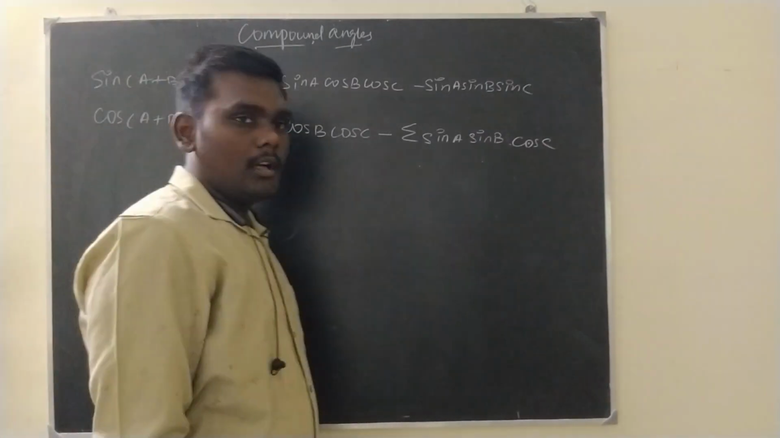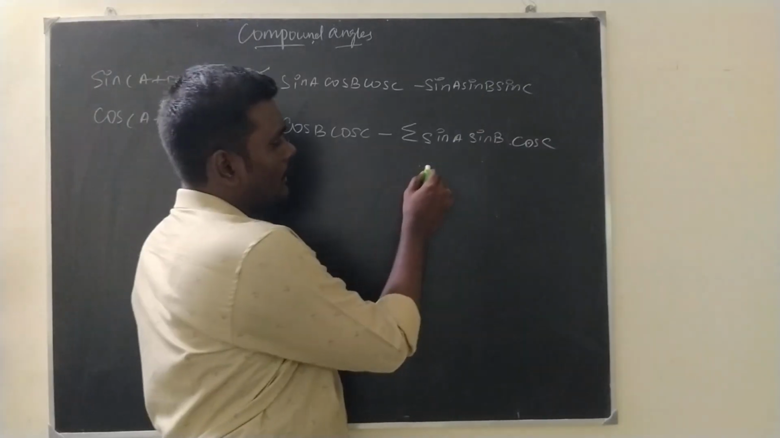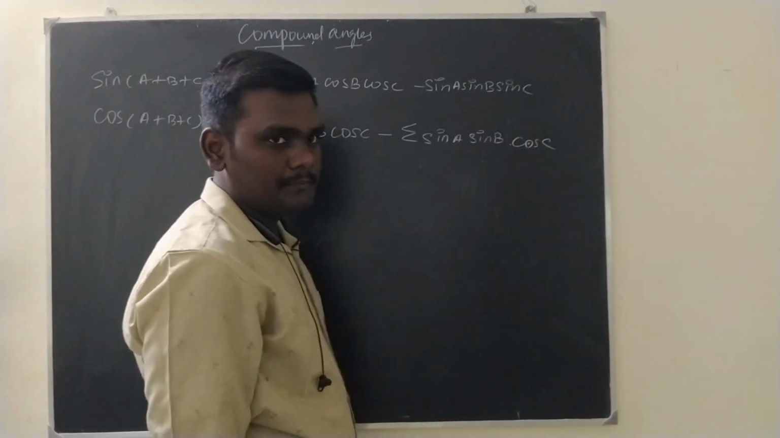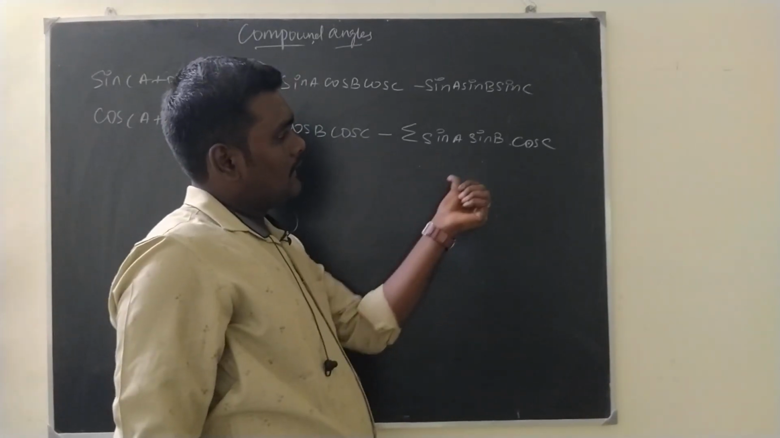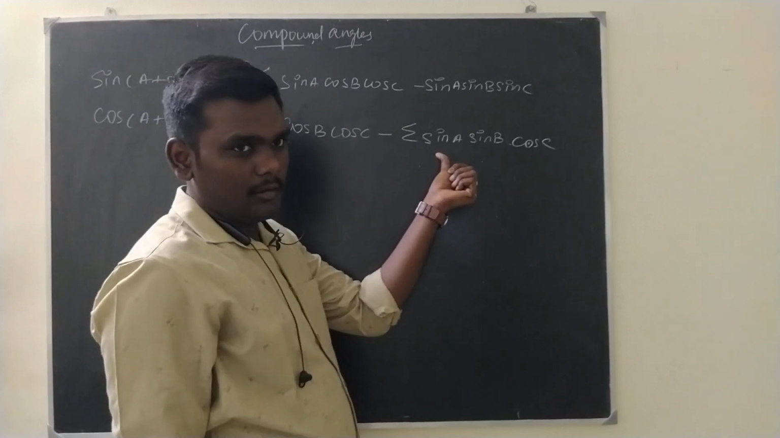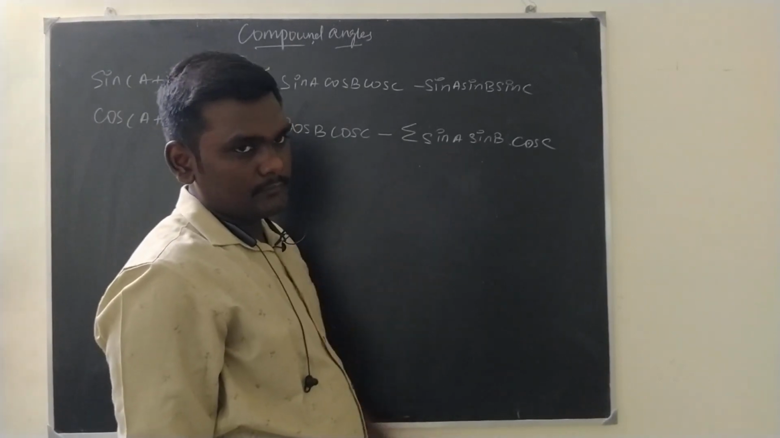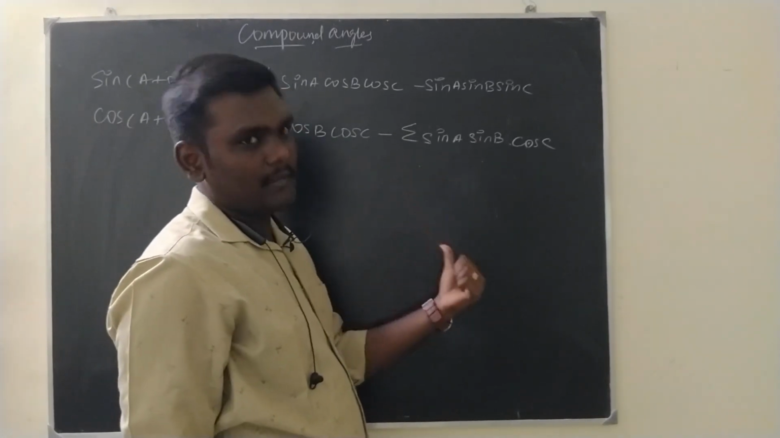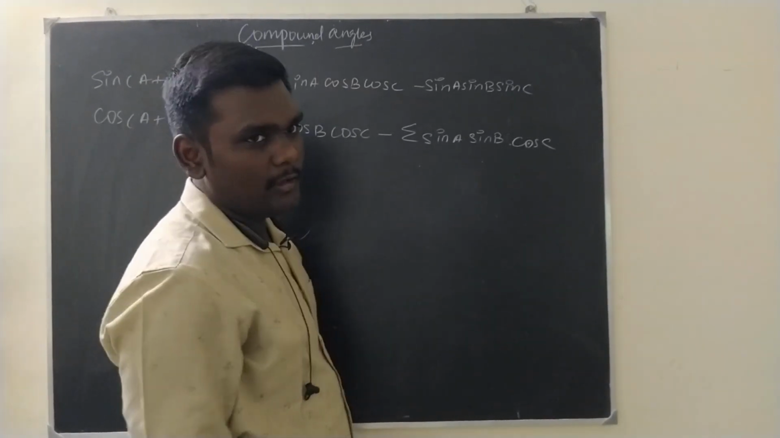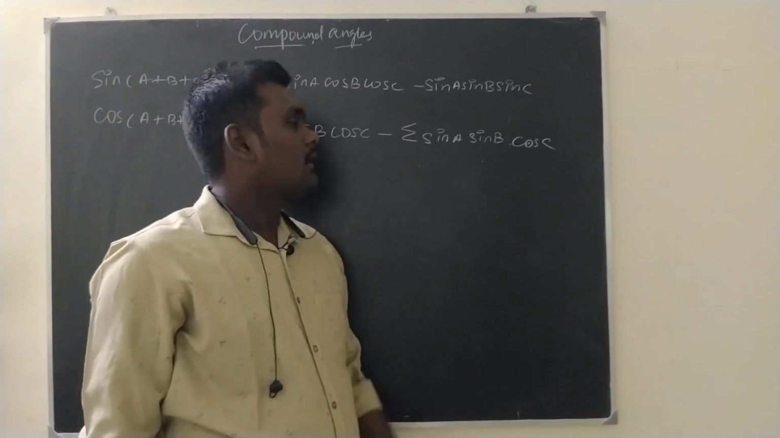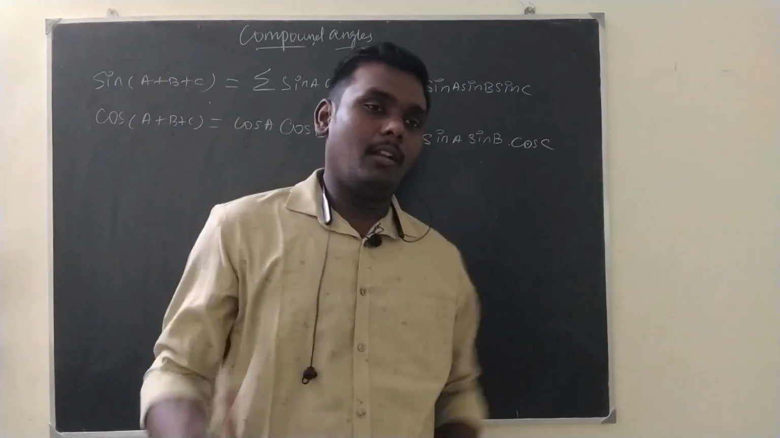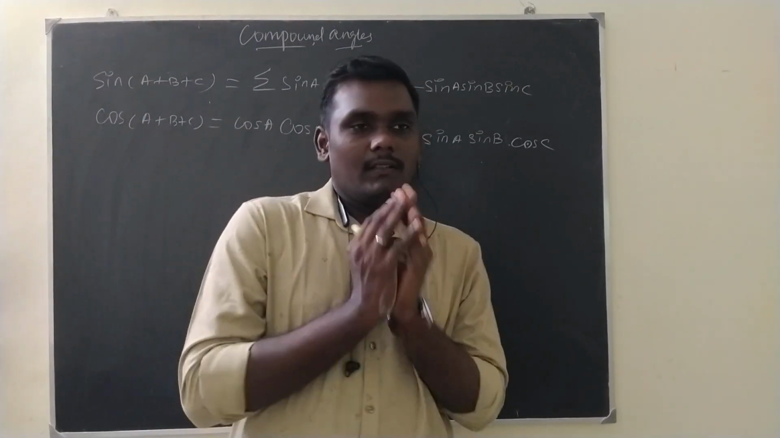I will tell you what you got. You may have got one term, sin A sin B cos C. Then sin B sin C cos A. You got that, or not? Then after that sin C sin A cos B. Everything will be summarized into the summation notation. Instead of memorizing the big formula, we will summarize everything into the summation notation.